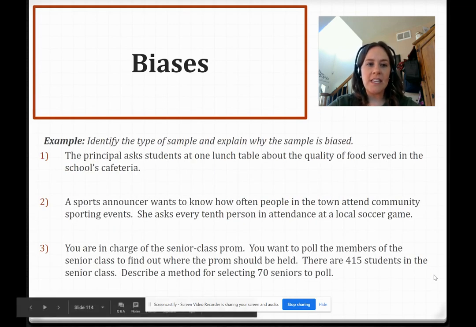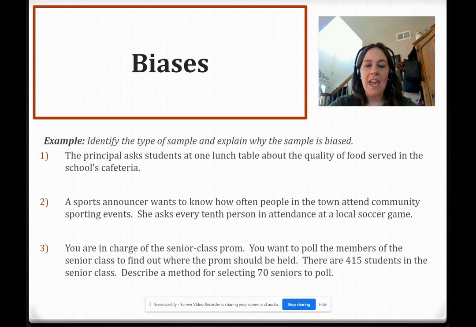So we're going to look at these scenarios and we're going to try and identify the type of sample and why it's biased. Why could this particular scenario cause a biased result? So number 1 says, the principal asks students at one lunch table about the quality of food served in the school's cafeteria. So the question is, what type of sample was done and why would that potentially have some biased results?